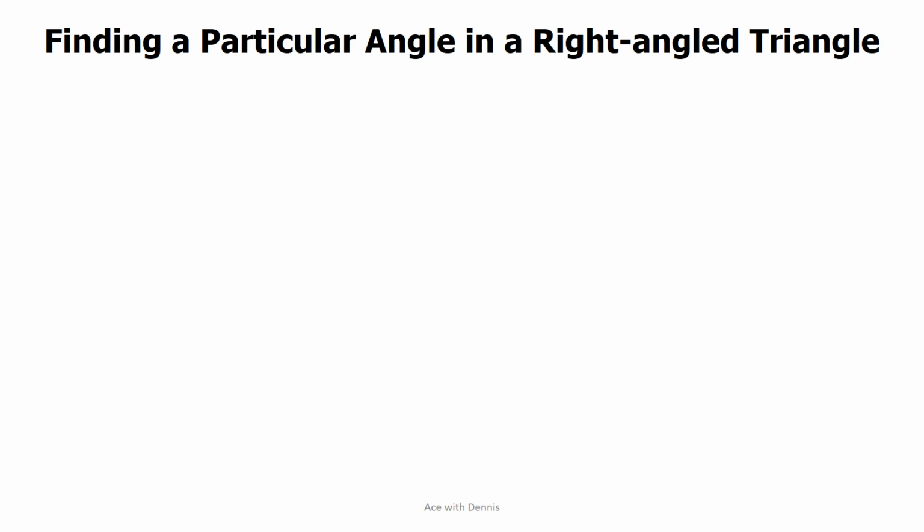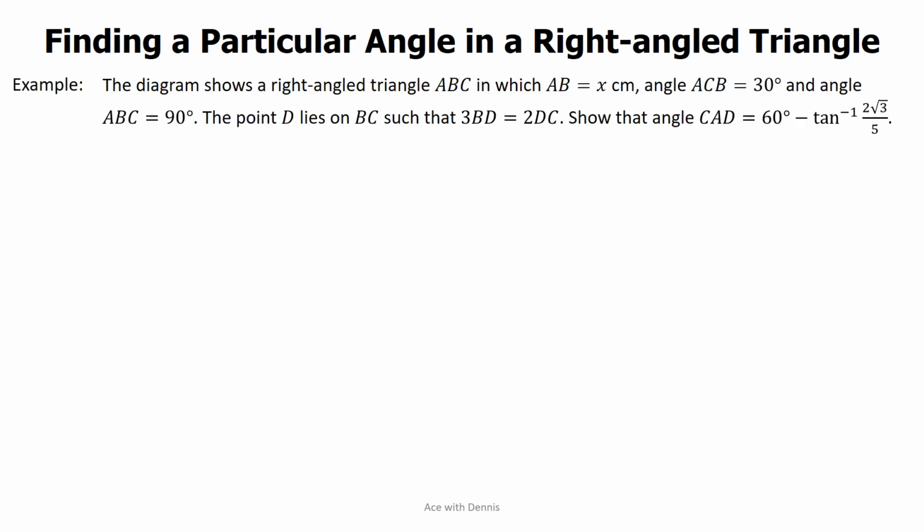Now let's discuss an example to find a particular angle in a right angle triangle. So here's the example. The diagram shows a right angle triangle ABC in which AB is x cm, angle ACB is 30 degrees, and angle ABC is 90 degrees. The point D lies on BC such that 3BD equals 2DC. Show that the angle CAD equals 60 degrees minus inverse tangent of 2 root 3 over 5.